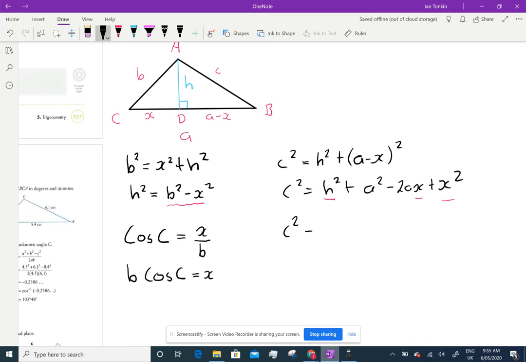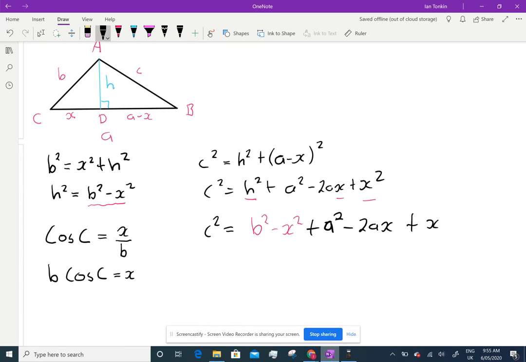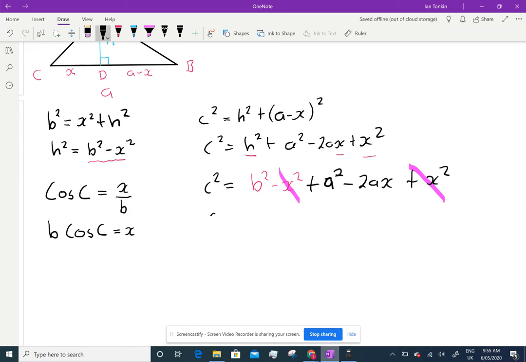Watch what happens. c squared equals, and I'm going to write this in red, b squared minus x squared plus a squared minus 2ax plus x squared. And look what happens. Minus x squared plus x squared, they go. So I've got rid of my h. So I've got c squared equals b squared plus a squared minus 2ax. I've just got to get rid of that last x. And over here, that's what x is.